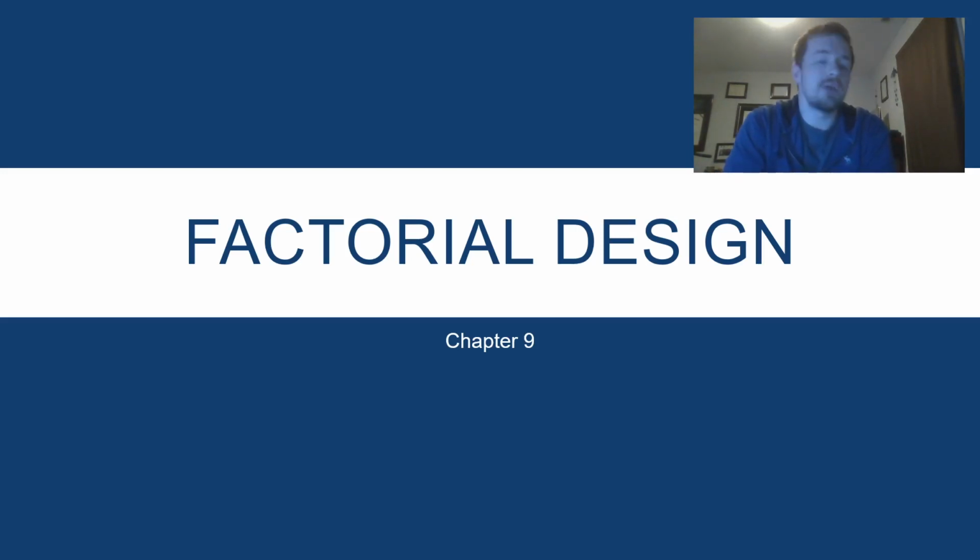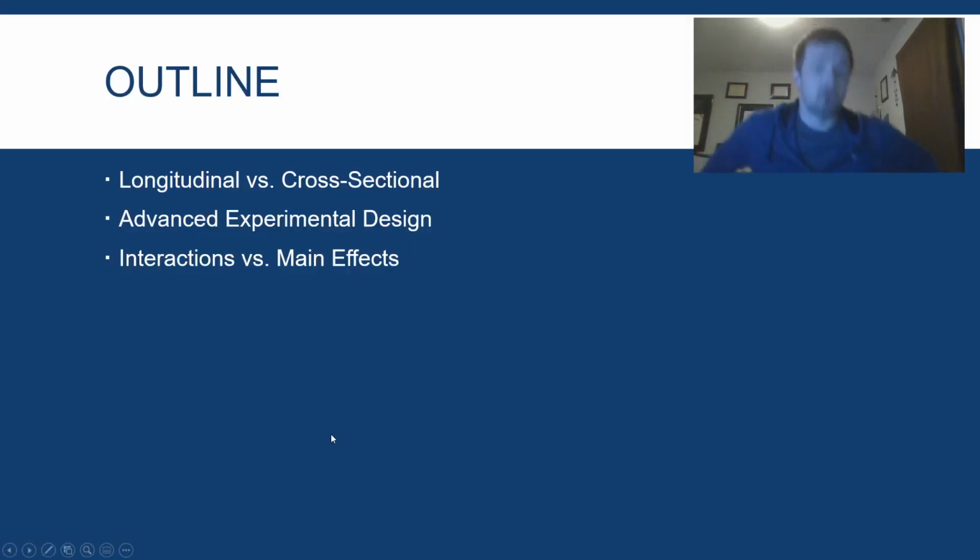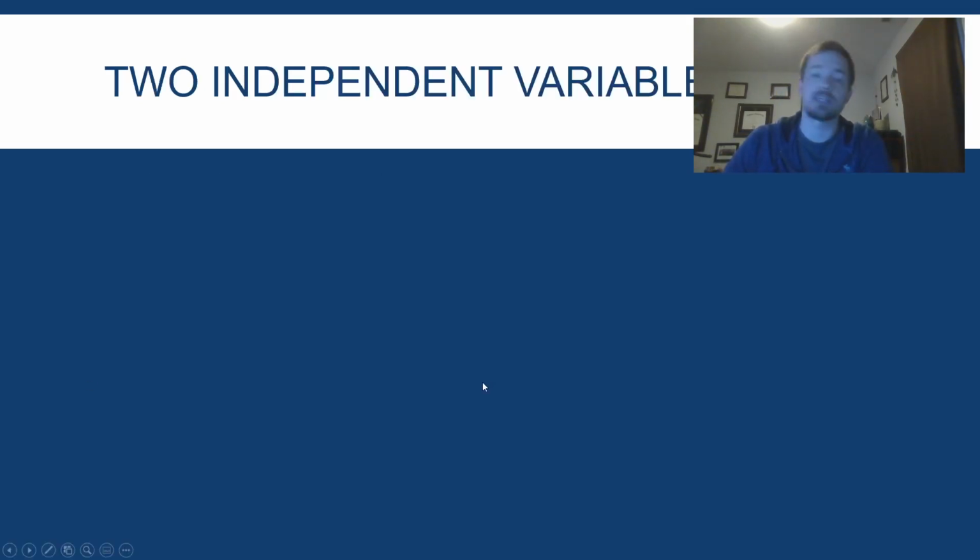So what this chapter is, basically, what a factorial design is, is a fancy way of saying that you have research that is complicated. Specifically, you have an experiment that has usually two or more levels of the independent variable. Sometimes that means you might have more than one independent variable, or it may mean that you have different levels of one independent variable. We'll look at the different kinds of that here. So we're going to be talking about advanced experimental design, and we'll be talking about interactions and main effects.